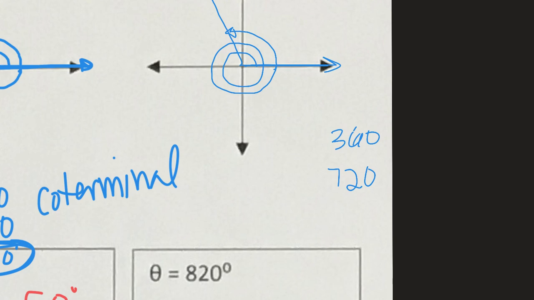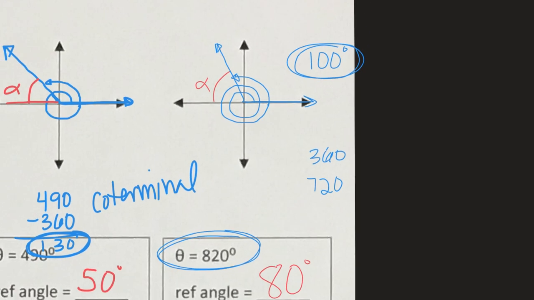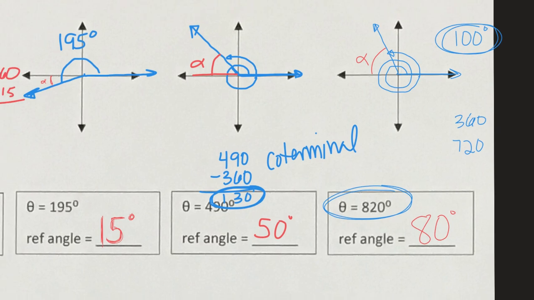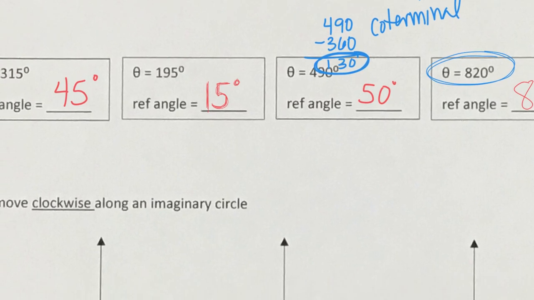So 820 would look an awful lot like 100. Those would be coterminal angles. 820 and 100 are coterminal angles. And that's going to help us figure out what our reference angle is. If we had a 100 degree angle, we have to subtract it from 180 to find a reference angle of 80 degrees. So if we have something more than 360, you're going to have to figure out how many revolutions you have done around your origin in order to find what your reference angle is.